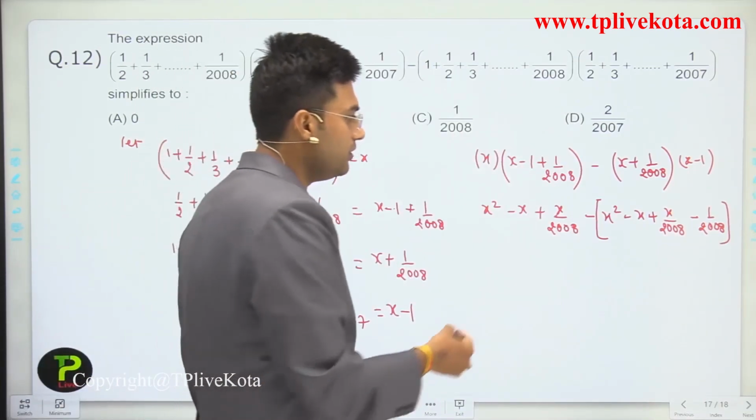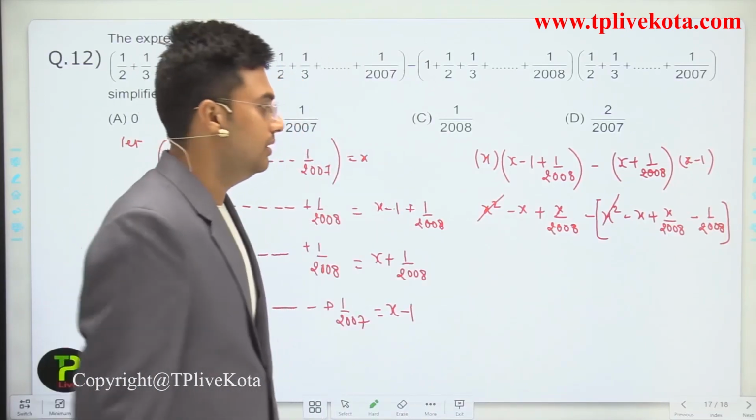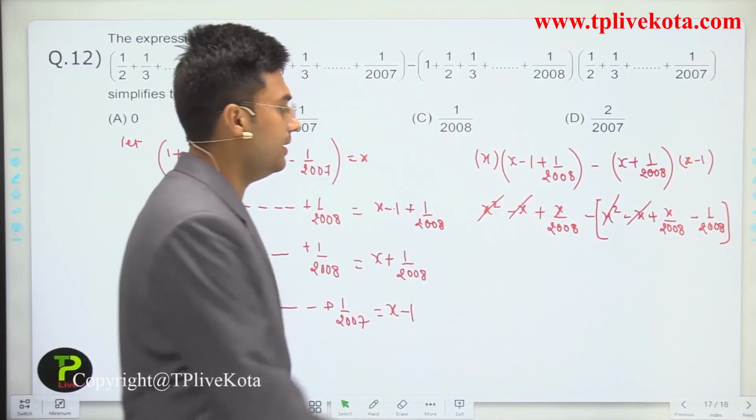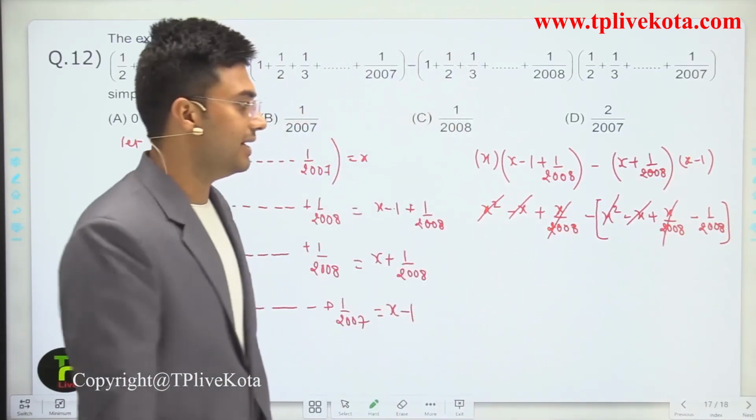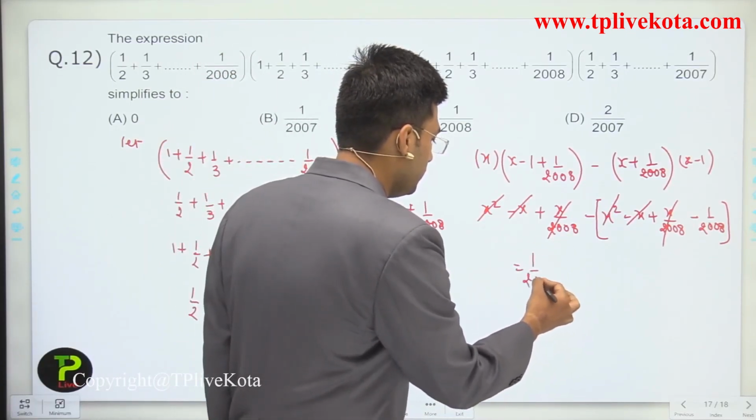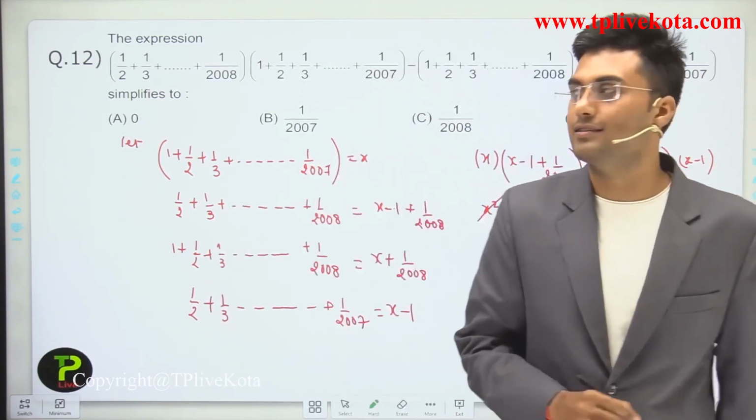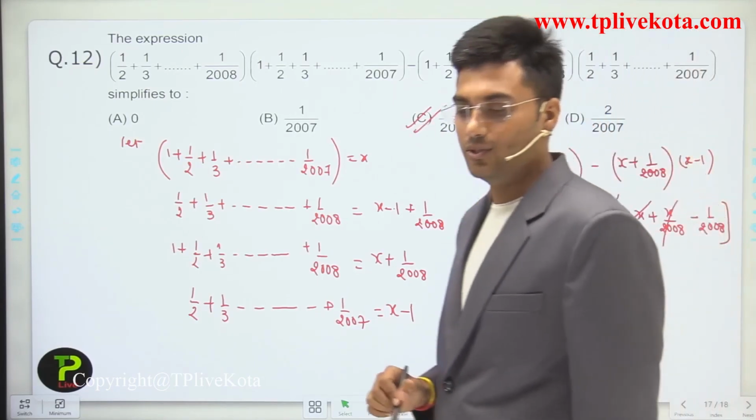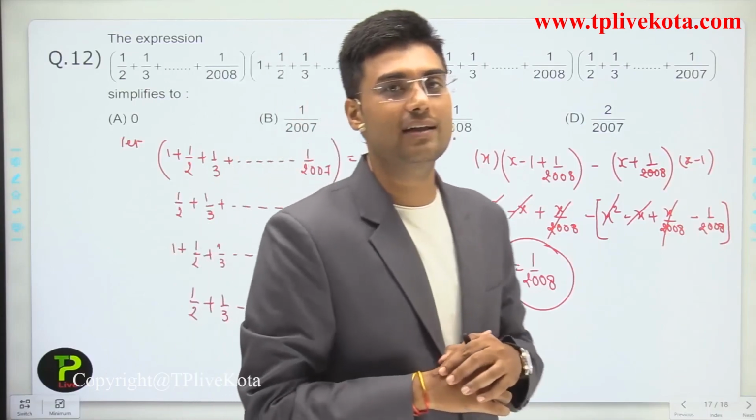Now when we solve this, x square and x square cancel out, minus x and minus x cancel out, and x upon 2008 and x upon 2008 cancel out, and finally we will get 1 upon 2008. This is our final answer, and option C is the correct option. So students, this is a very interesting question. If we solve it directly, we cannot find the answer.